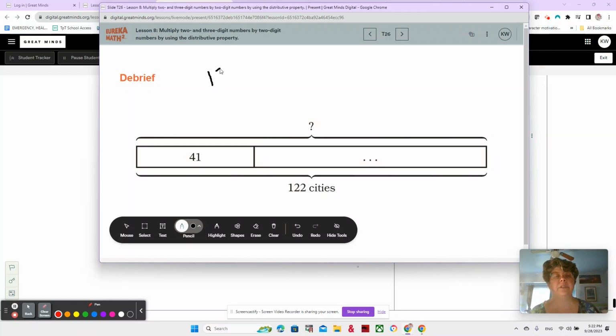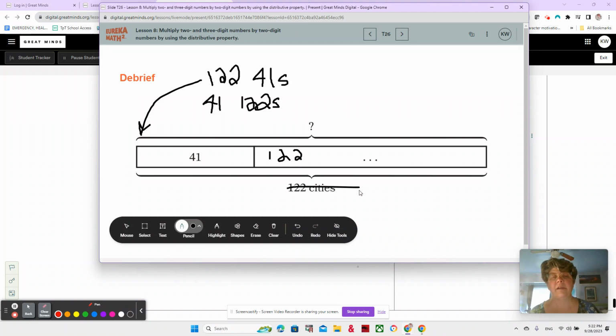Okay, so could I do 122 41s? That's what this one is, right? 122 41s. But the question was, could I do 41 122s, right? So that would make our tape diagram look different because our 122s would be in here and our 41 would be out here. We'd have 41 of these. And that was the question at the beginning. And hopefully, if you said no, you have now reevaluated because of the commutative property. We can have 41 122s or we can have 122 41s, either way.